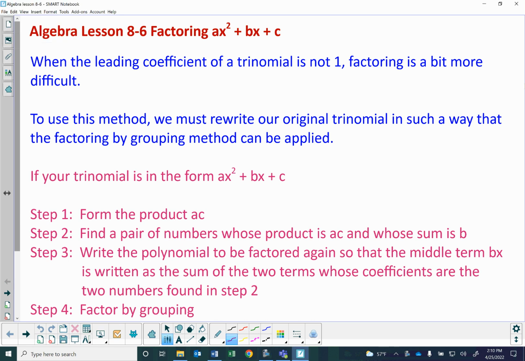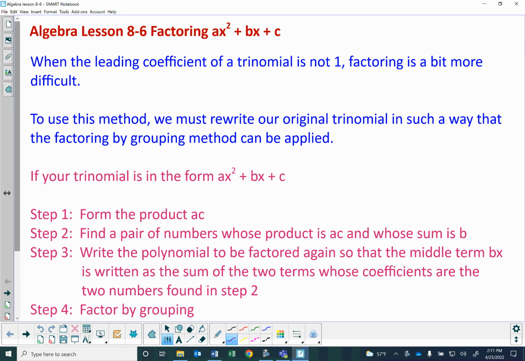This is Algebra Lesson 8-6, factoring trinomials of the form ax squared plus bx plus c. Now in Lesson 8-5, we learned how to factor a trinomial when the leading coefficient was 1. In other words, you didn't have a number in front of your x squared term or your p squared or your q squared or whatever term came first. Now, when the leading coefficient of a trinomial is not 1, factoring is a bit more difficult, but not impossible.